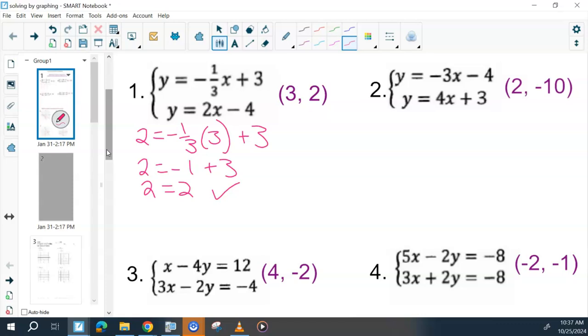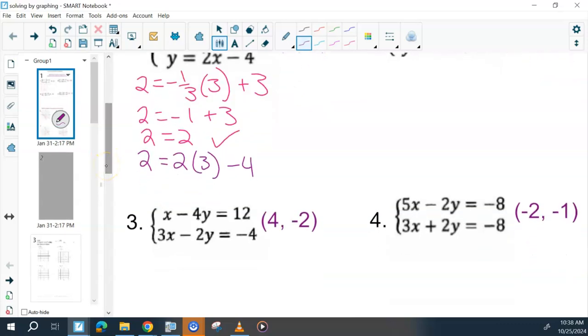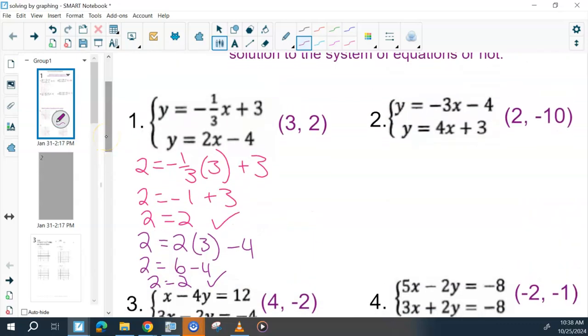But in order for this to be a solution to this system, it has to work for both. If it doesn't work for both, it's not a solution. So let's test the other one. Same thing. Put 2 in for y and 3 in for x. And then if I multiply this, I get 6. Does 6 minus 4 give us 2? Yes. So this is a true statement for both, so I can say this one is the solution.